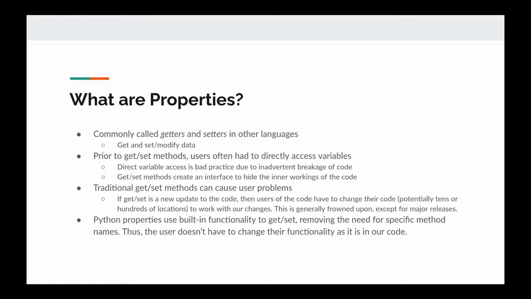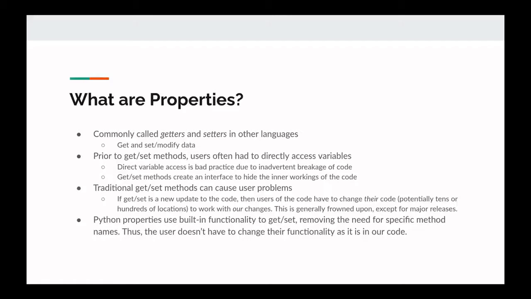So if users of your code, not necessarily end users, but other developers, are using your code, previously they would directly access your variables. Direct access to variables without going through some sort of an interface can cause problems because they can provide variable data that is not vetted through your system. So they could do SQL injections, or they could use inappropriate characters, things like that.